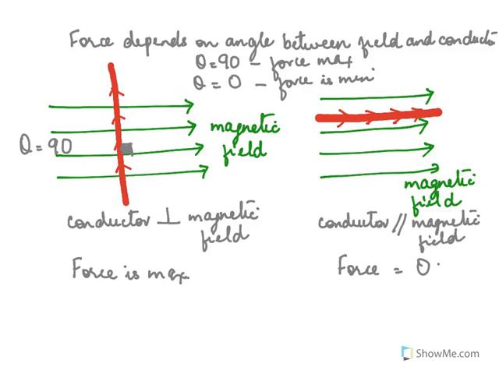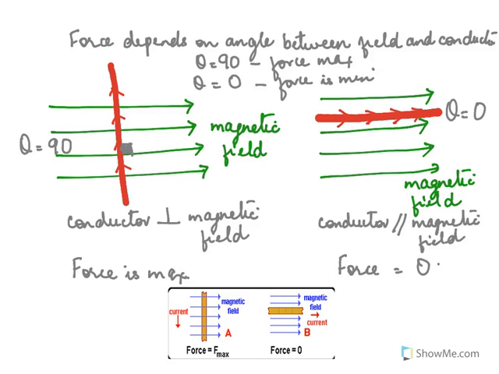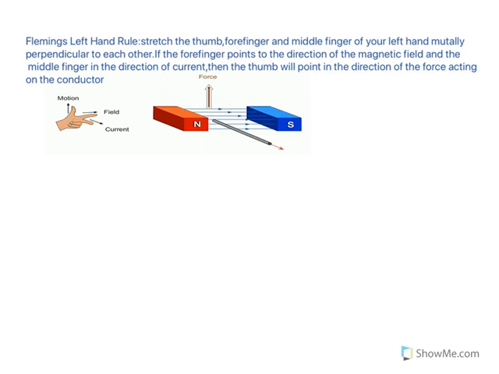In this case, theta is 90. In this case, theta is 0 because it is parallel. So we summarize it here again. Have you seen, in this first case we have theta is 90, the current is perpendicular to the field, and here the current is parallel, so theta is 0 and the force becomes 0. Now every force has got a magnitude and direction.